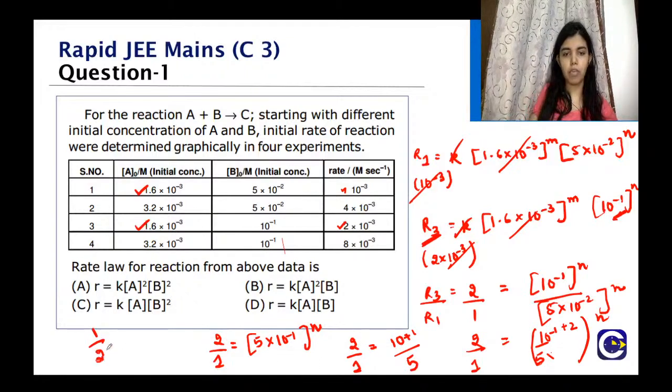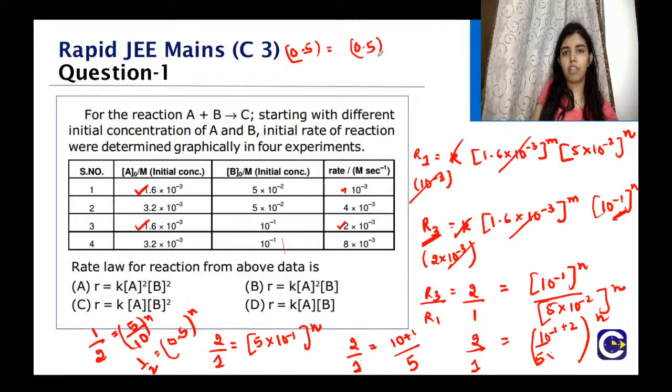1 by 2 will be equal to how much? 5 divided by 10. So 1 by 2 will be equal to 0.5 raised to the power n, right? So 1 by 2 can also be written as 0.5. So 0.5 equals 0.5 raised to the power n. So n will come out to be 1.